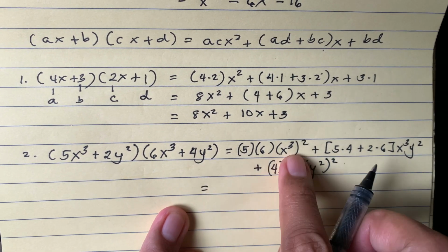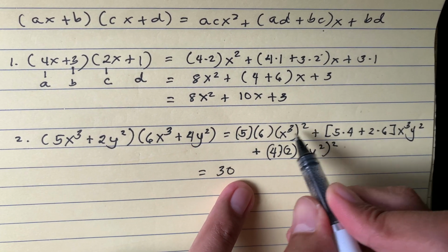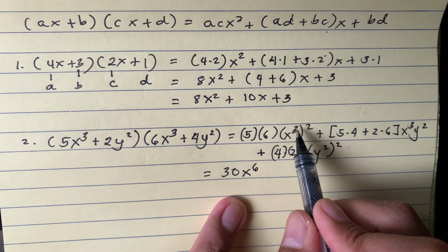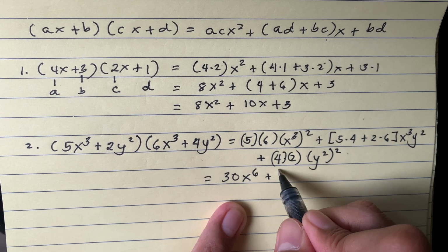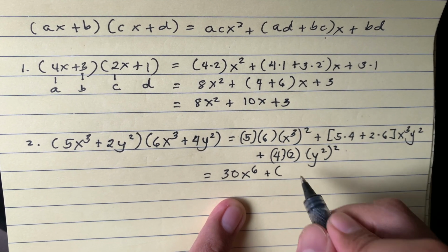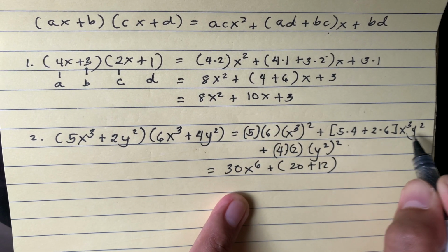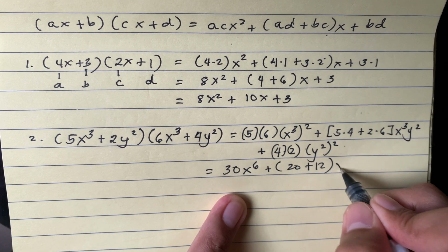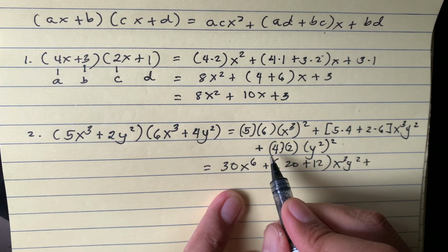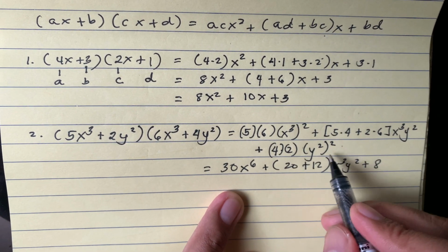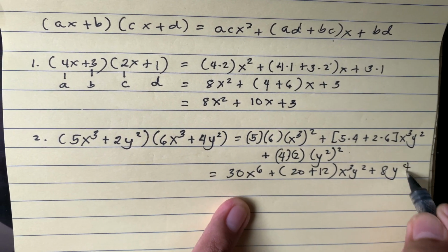So simplifying this, we will now get 30, because 5 and 6 is 30, then the square of x cubed is x raised to the power of 6. Just multiply the exponents together. Plus, here, get the product of 5 and 4, that would be 20. Then the product of 2 and 6, that would be 12. Then suffix your x cubed and your y squared. We have x cubed, y squared. Then our last term here, the product of 4 and 2, that's 8. Then the square of y squared, just multiply the exponents together, we have y to the power of 4.